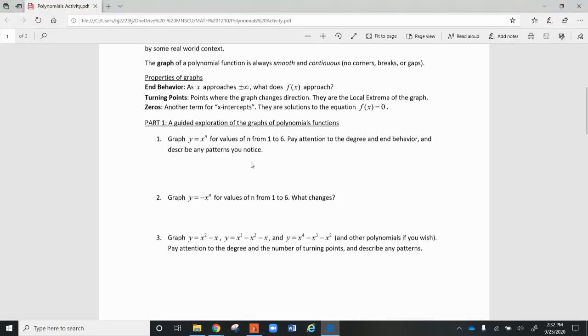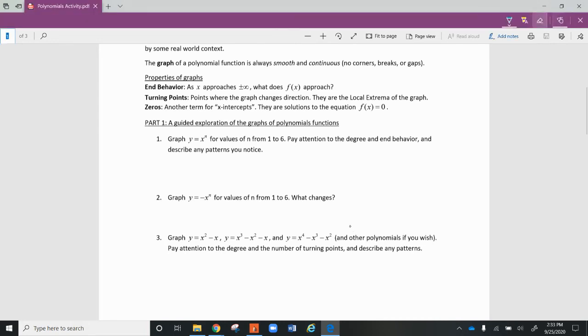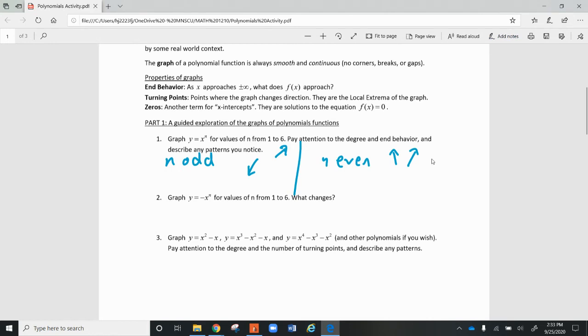So what we see is the end behavior is kind of going back and forth. So we could describe this by saying if n is odd, you have down on one side and then up on the other side. If n is even, you have up on both sides. That's for so far just straight up regular old power functions.